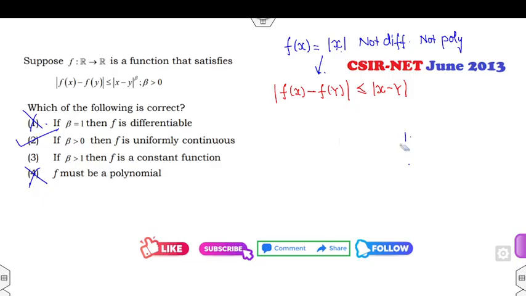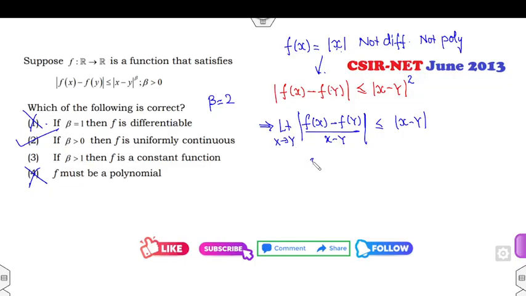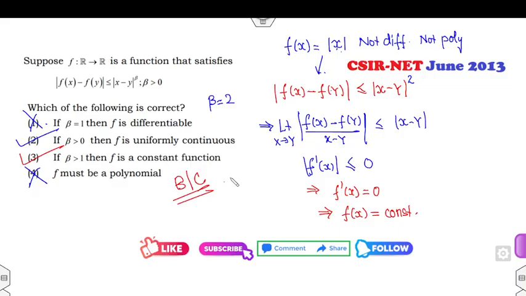If I choose beta greater than 1, I can choose beta as 2. Then again I can divide by the modulus of x minus y. Take the limit as x approaches y. The left hand side will be f dash of x. The right hand side, as x approaches y, is 0. Once the derivative, because mod can never be 0, that means f dash of x is 0. That means f will be a constant function. So B and C are the right answers of this problem.